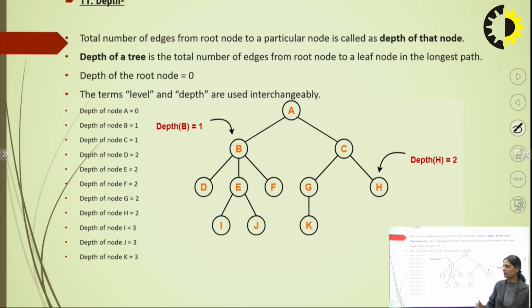Just like A is the root node. The depth of node A is 0. Depth of node B is 1. C, again, is 1. And D is 2. Depth of E is 2. F is 2. G is 2. H is 2 again. And I is 3, J is 3, K is 3. So the depth of the tree is 3.